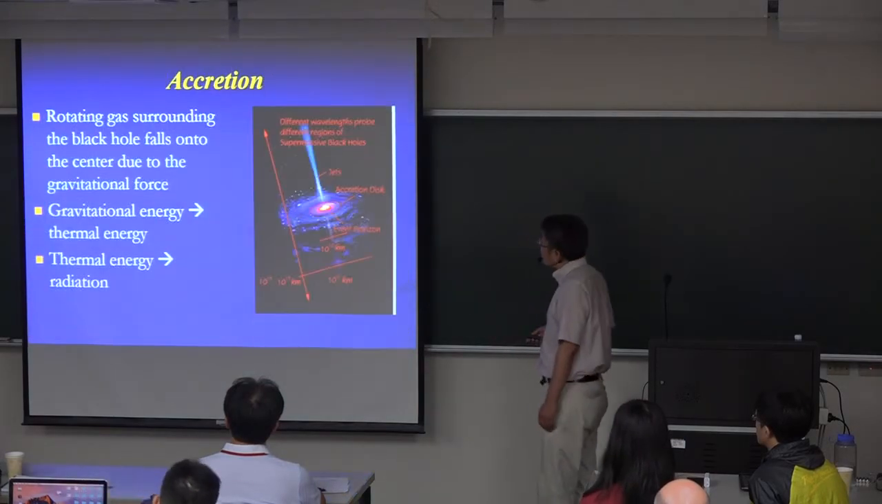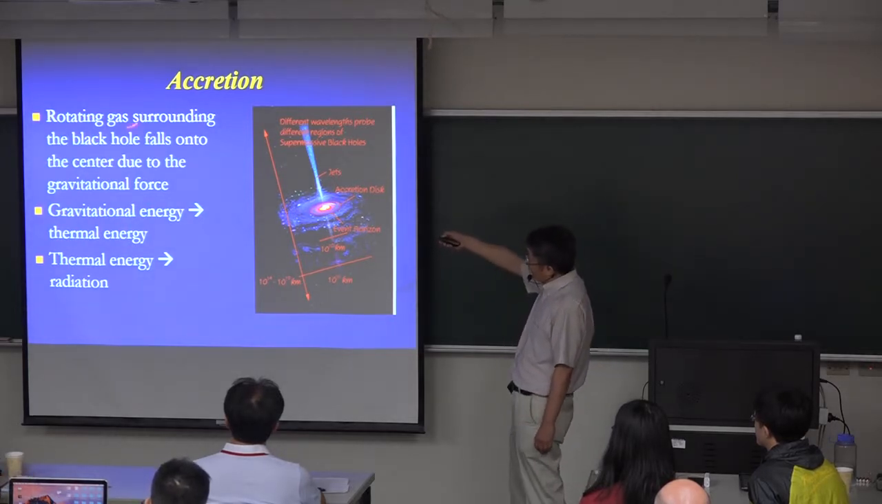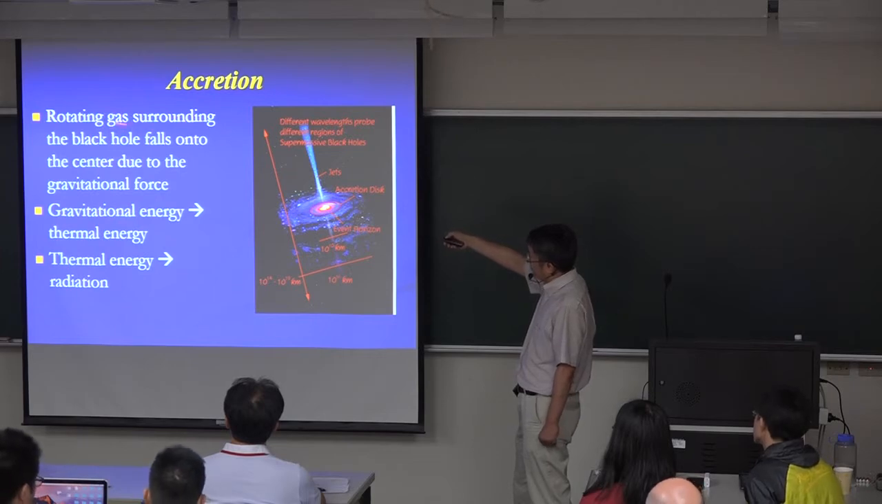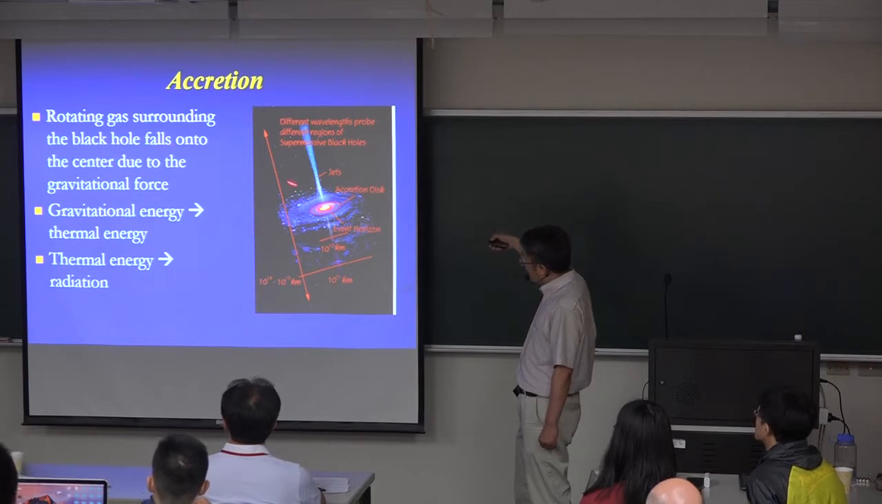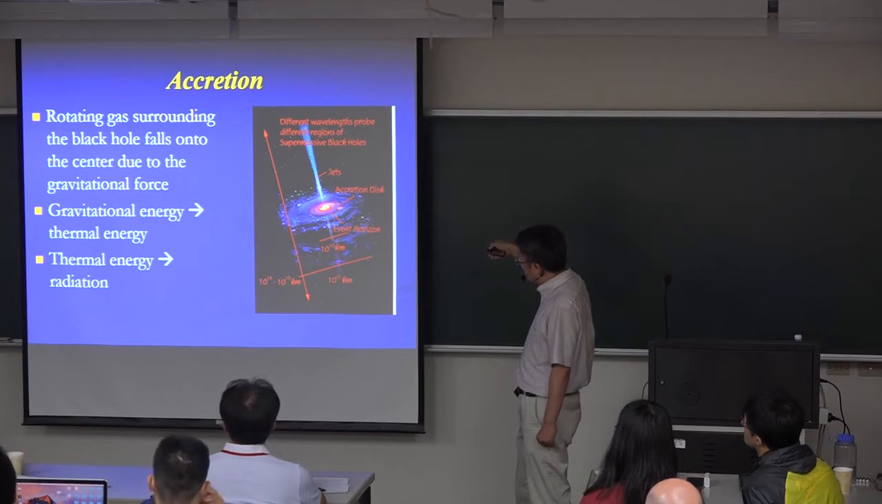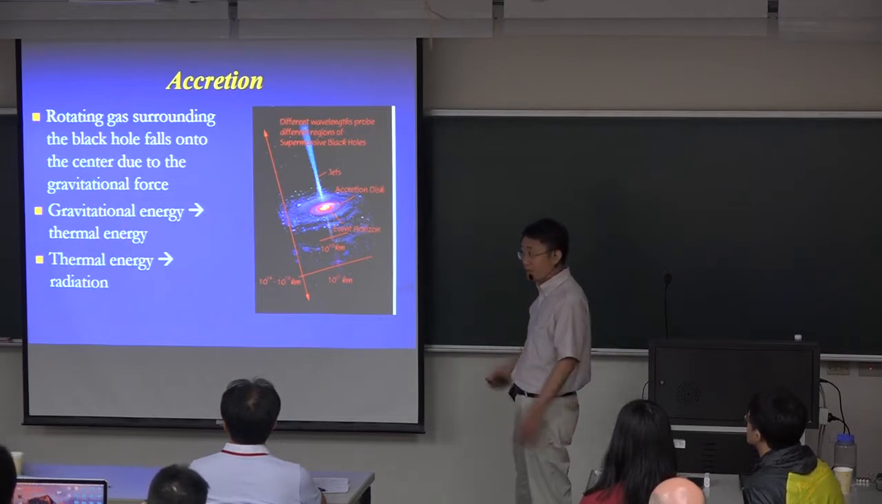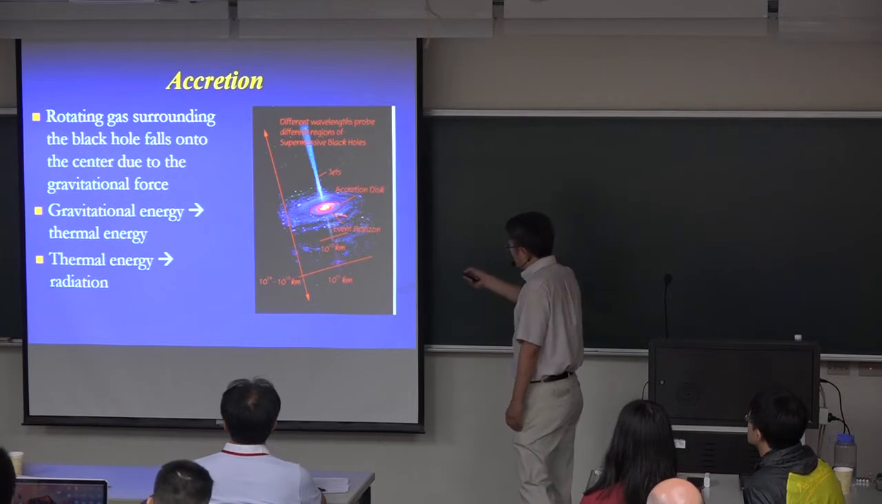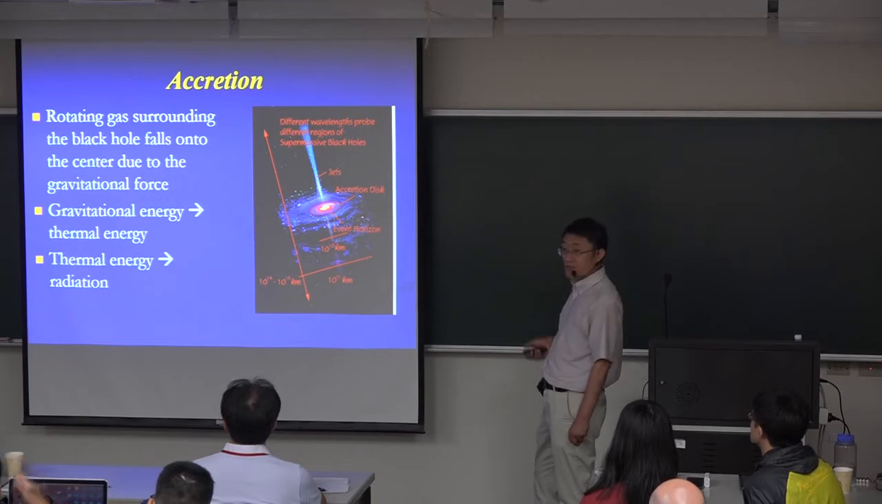So what is accretion? Accretion generally means, for a rotating gas, that the gas has some angular momentum. All this gas surrounding the black hole will fall into the black hole because of the strong gravity of the central object. In this process, the gravitational energy of the gas will be converted into the thermal energy of the gas, because total energy should be conserved. This means the temperature of the gas will become higher. So in this case, the gas will, of course, emit very strong radiation. This is accretion.